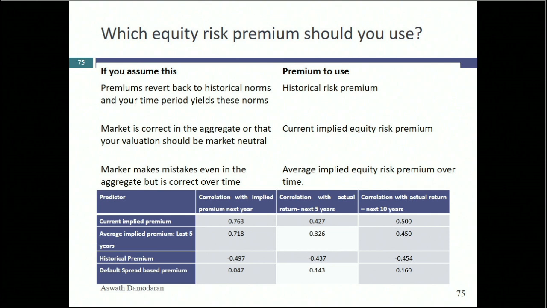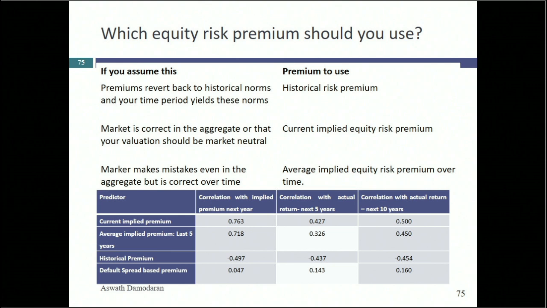So in my race I ran 4 different horses. First, I had the current implied premium every year, and I said I can use that. The second is I took the implied premium for the last 5 years and averaged it out, some kind of smoothing. The third was the historical premium, which 80% of people still use. And the fourth was a very simplistic approach.